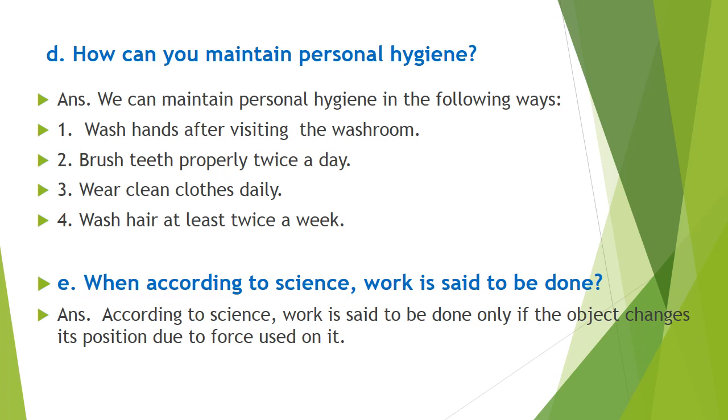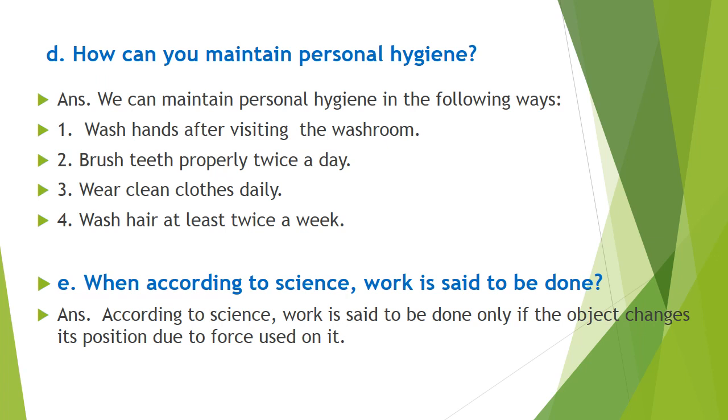Part D, how can you maintain personal hygiene? So we can maintain personal hygiene in the following ways. Number 1, we should wash our hands after visiting the washroom. Number 2, brush teeth properly twice a day. We should brush our teeth properly 2 times a day. Number 3, wear clean clothes. We should wear clean clothes that are free from germs. Number 4, wash hair at least twice a week. Although we should wash our hair daily, but if it is not possible, we should wash our hair at least twice a week.